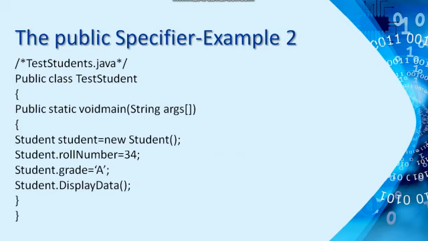So the code walkthrough will be like this. Line 3 defines the test student class. Line 6 creates an instance student of the student class. Line 7 assigns a value to the roll number member variable using the instance name student. Line 8 assigns a value to the grade member variable using the instance name student. Line 9 invokes the display data member method using the instance name student. This is about the program walkthrough or the explanation.